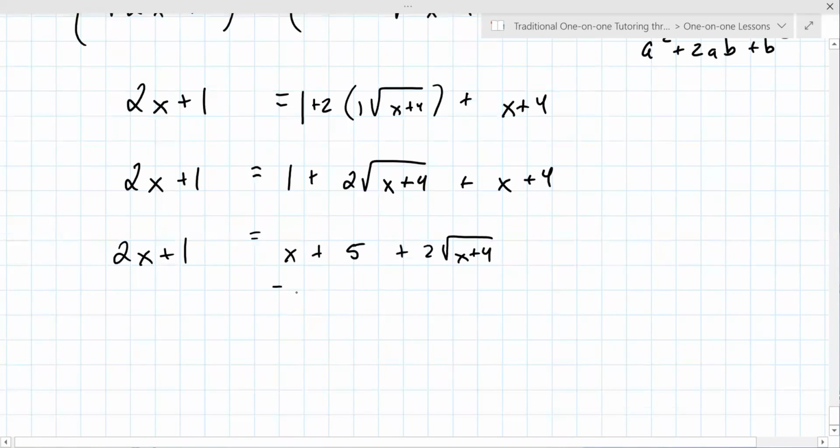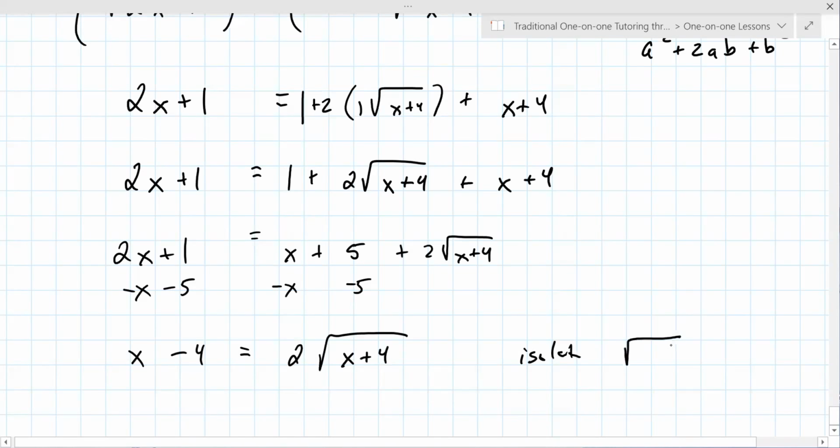Now you can subtract x from both sides and subtract 5 from both sides. So that gives you x minus 4 equals 2 square root x plus 4. So we've isolated the root, because we want to square it, because you're going to square these things twice. You should be prepared to do a problem just like this where you square it twice. So now we square the left side, we square the right side.